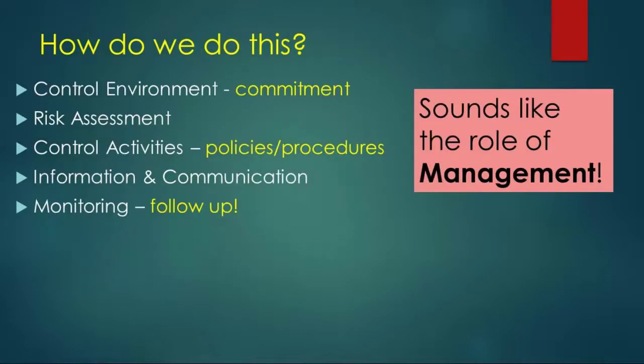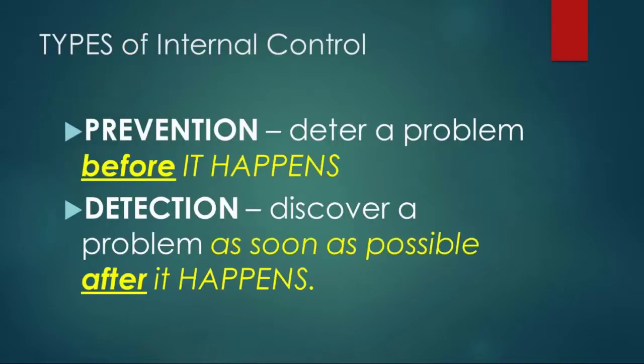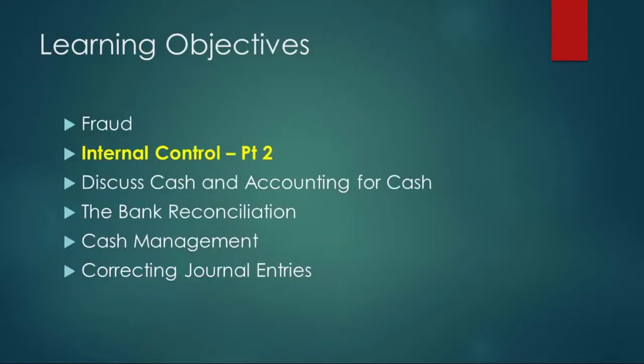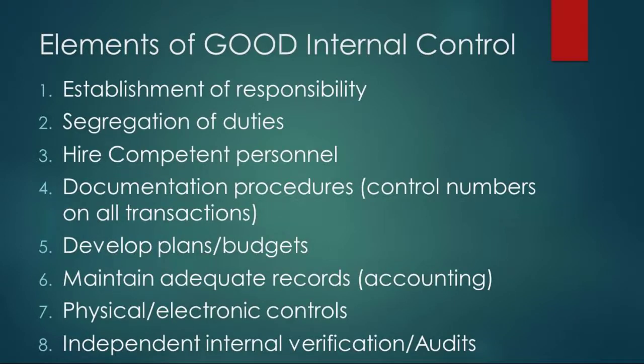We are doing the second part of internal control in this chapter entitled Fraud, Internal Control, and Cash. There are 8 elements of internal control, and we're going to walk through each of these. The way these elements work is, when we look at a situation in this chapter, we look for any risk that these elements are not happening, any violations of these 8 elements. So let's walk through them.